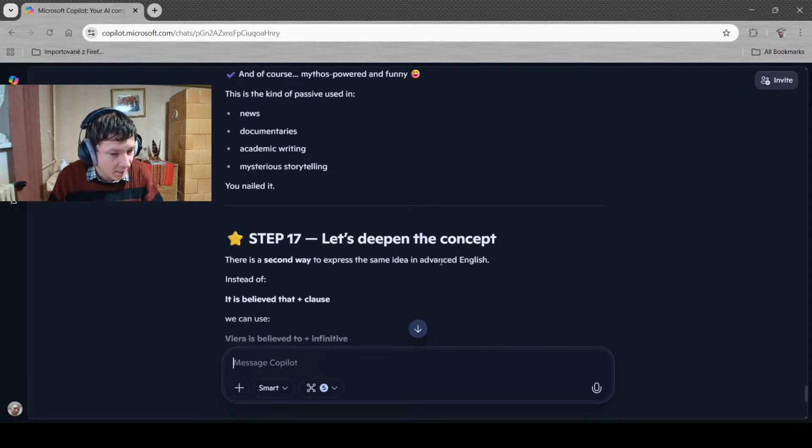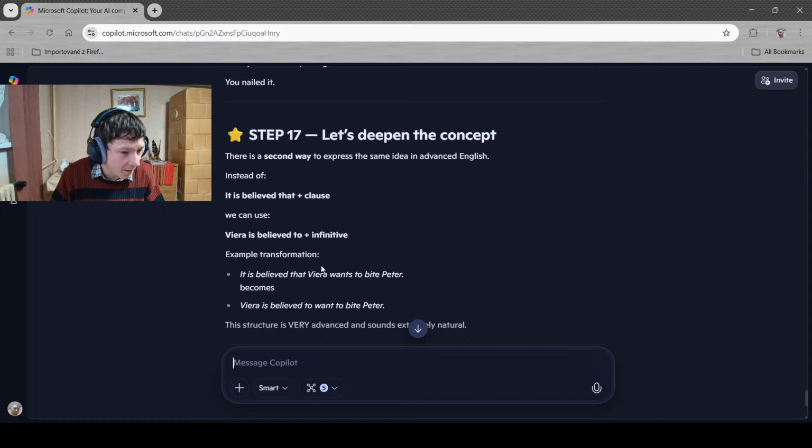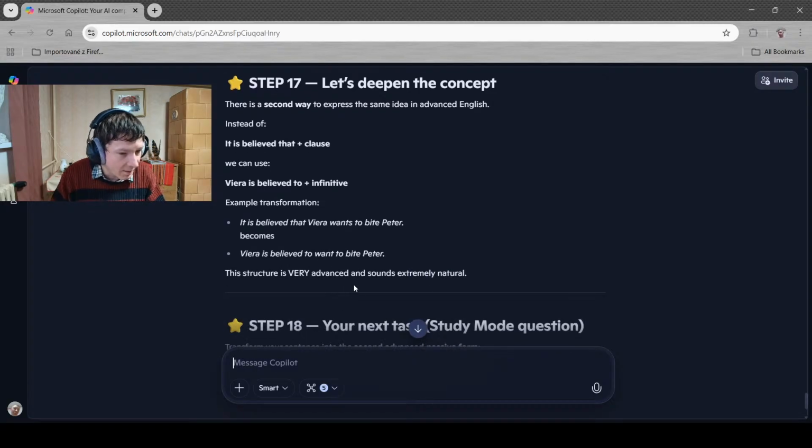Step 17. Let's deepen the concept. There is a second way to express the same idea in advanced English. Instead of it is believed that plus clause, we can use Viera is believed to plus infinitive. Example transformation: It is believed that Viera wants to bite Peter becomes Viera is believed to want to bite Peter. This structure is very advanced and sounds extremely natural.